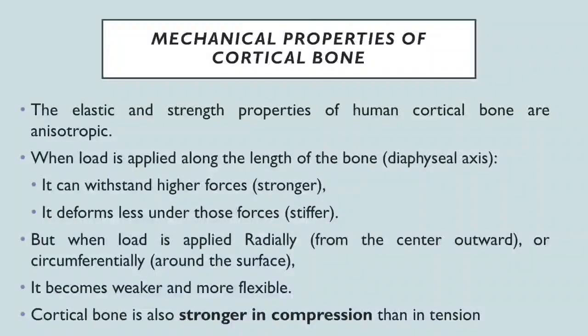Mechanical properties of cortical bone. The elastic and strength properties of human cortical bones are anisotropic. When load is applied along the length of the bone, it can withstand higher force. It deforms less under those forces. This is called stiffer. When the load is applied radially, that is from the center, or circumferentially, that is around the surface, it becomes weaker and more flexible. Cortical bone is also stronger in compression than in tension.